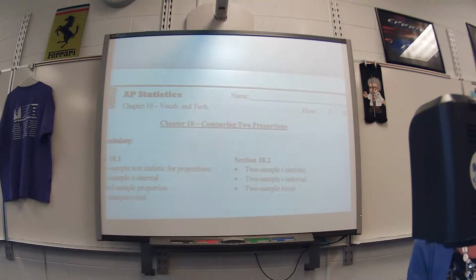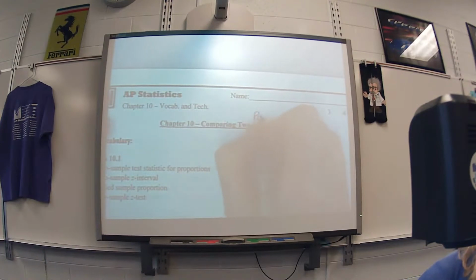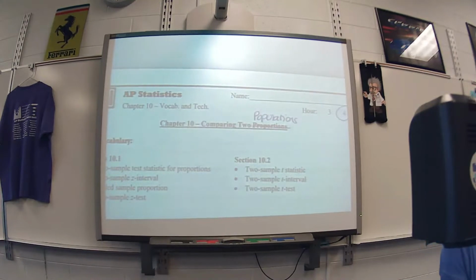Okay, chapter 10 is on comparing two populations. And the difference is going to be, hey, in chapter 8, we did all confidence intervals. In chapter 9, we did all hypothesis testing. In chapter 10, you're going to do it all in one chapter. So 10.1 is going to be all about proportions. You're going to do confidence intervals and hypothesis testing with P's and P hats and Z's.